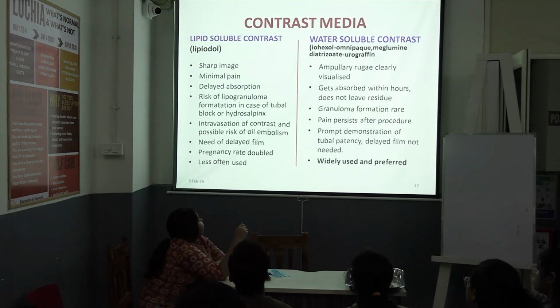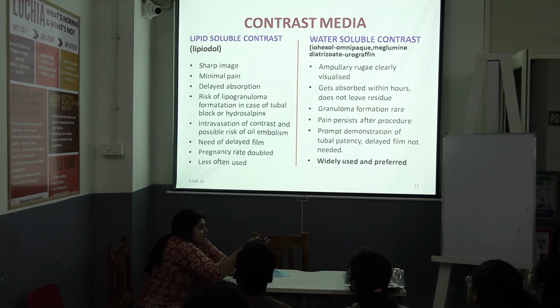What is the difference? Lipid soluble contrast was better. It created less pain, and a sharp image was there. Even some previous practitioners used these lipid soluble dyes because lipid is a dense fluid. When you put this dense fluid under pressure, even if there were some minor blocks in the tubes, they used to get opened up. So that was another school of thought, that people preferred these lipid solutions.